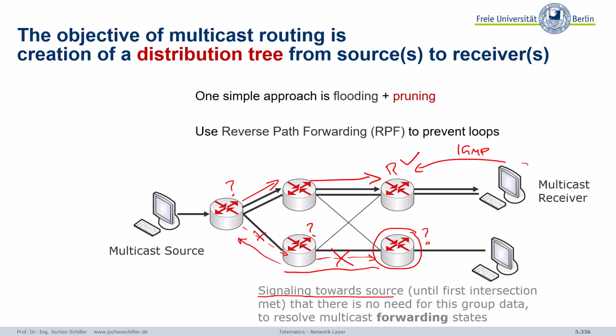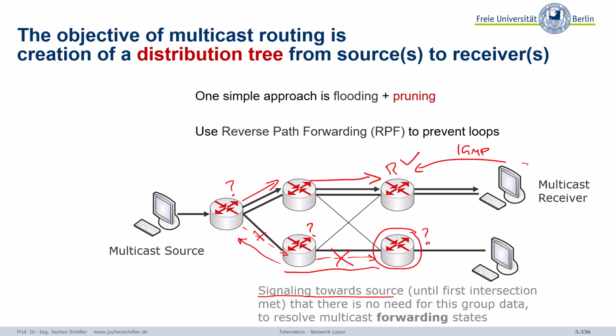So the routers will not only first do this flooding and pruning, following the path that was discovered the other way, that's why it's called reverse path forwarding. You will also signal towards the source until the first intersection where we really need the data, that there's no need along their path. So that's the idea.